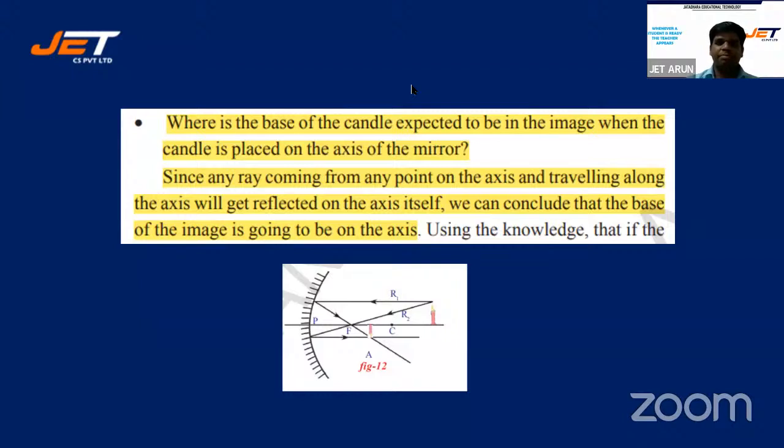All right, now let's look at how we further get the complete image of the candle. Since any ray coming from any point on the axis, traveling along the axis, will get reflected along the axis itself, we conclude that the base of the image is going to be on the axis itself. So the tip of the image is nothing but the image of the tip of the object. If we get that, if I just draw a perpendicular to the principal axis, I'll get the base of the image, because the object is also perpendicular to the principal axis.